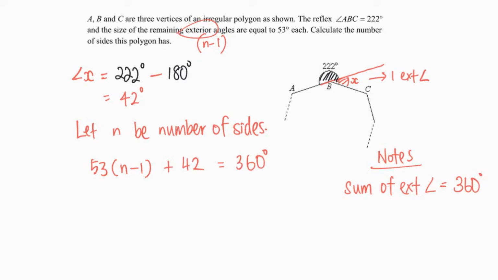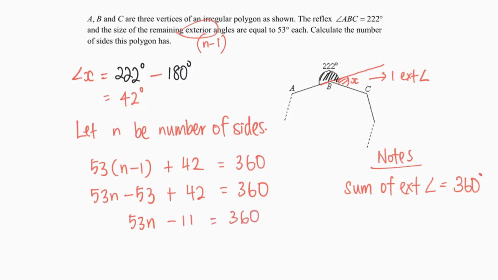And we just need to solve this particular equation. Minus 53 plus 42 equals 360. Then do it slowly but surely and carefully. You will eventually get the answer. And here will be negative 11 equals 360.